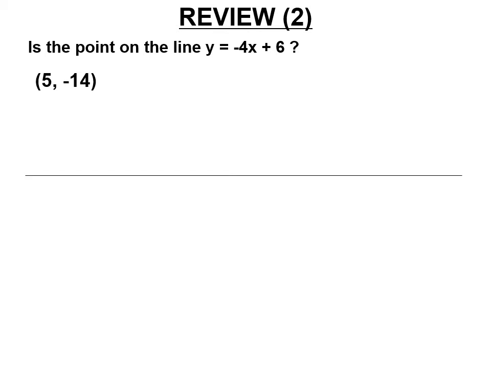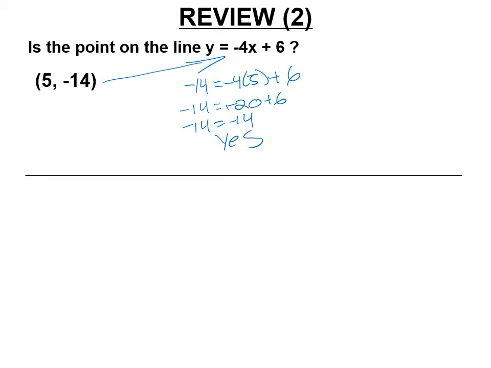All right, so is this point on the line? So what we have to do is put it in there and see if the math works out. So we put the negative 14 where y is. We put the 5 where x is. Negative 14 equals negative 4 times 5 plus 6, multiplication before addition. Negative 4 times 5, negative 20. Negative 20 plus 6, negative 14. Yes, right? So if you get something that's true, yes, it's on the line.